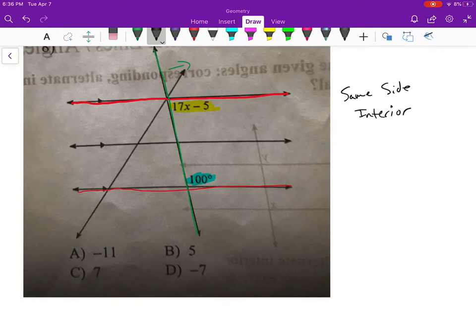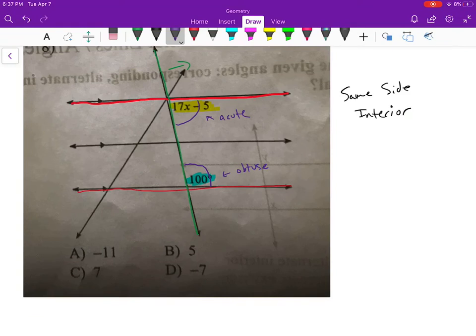In this case, you can see, if you kind of eyeball it, 17x minus 5, don't look at the numbers, but look at that angle right there, I'm talking about this angle right here. You can see that it's less than 90. It's an acute angle, okay? And 100, well, they tell us the degrees of that one. 100, we know that's greater than 90. That's obtuse. One's acute, one's obtuse, okay? So they cannot be congruent. They can't be equal to each other.